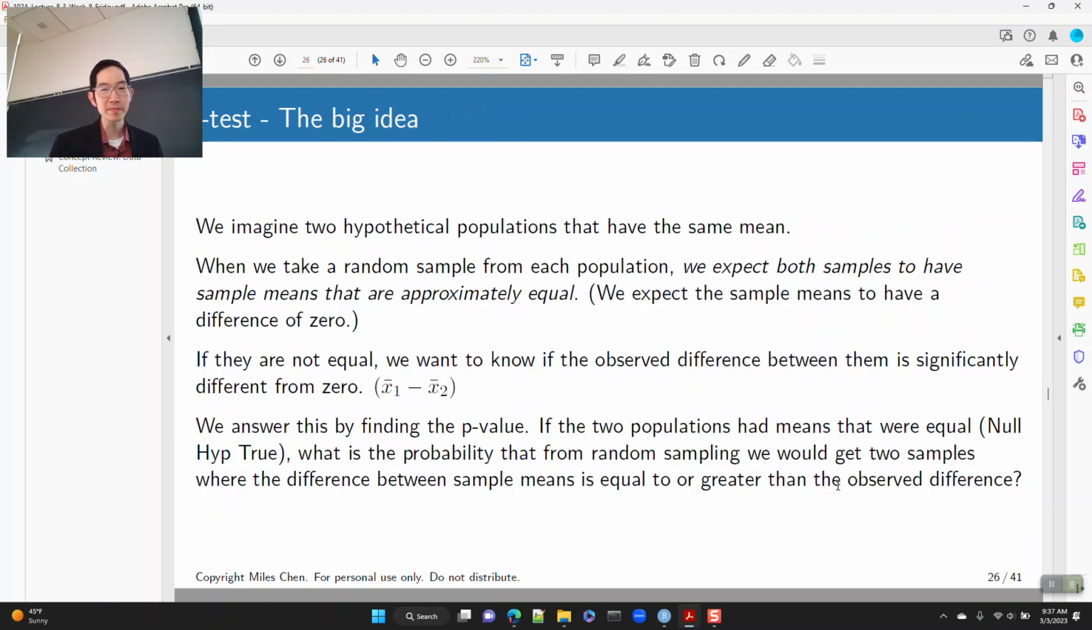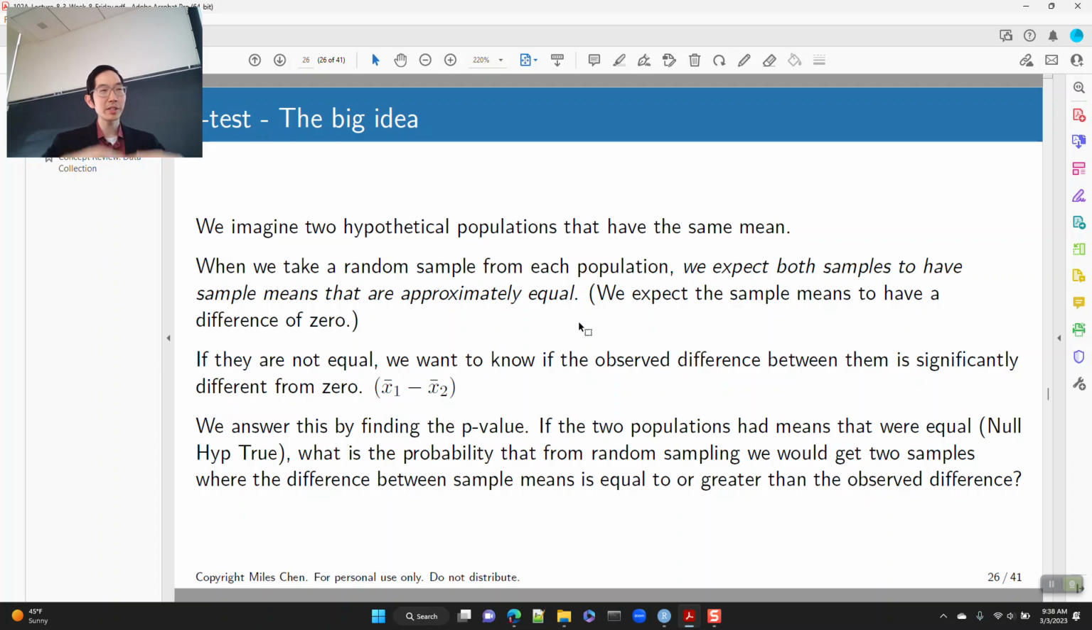And so that's what we're going to say, right? When we take a random sample from each population, we expect both of the samples to have sample means that are approximately equal. So overall, we would expect the sample means to have a difference of 0. Probably, when we look at our data, they're not going to have the exact same sample mean. X bar 1 and X bar 2 are going to be a little bit different, right?